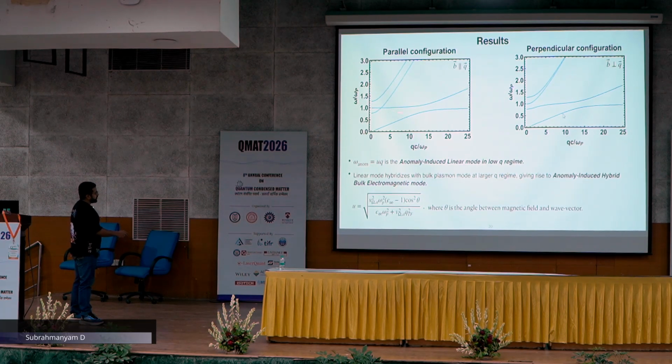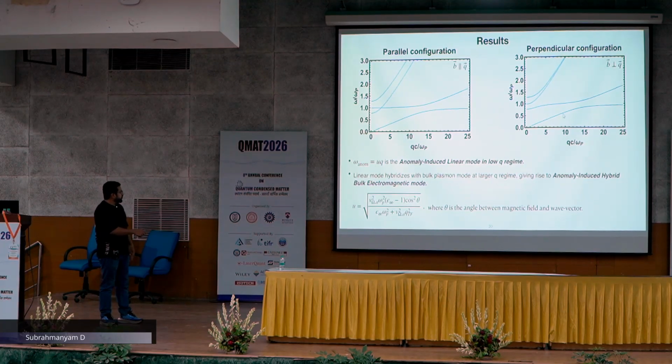So initially we had a bulk plasmon mode in both parallel and perpendicular configuration, where parallel and perpendicular configuration correspond to the Weyl node separation vector parallel to the propagation of the electromagnetic wave, or the Weyl node separation vector perpendicular to the propagation of the electromagnetic wave. These are the two configurations because the Weyl semimetal's electromagnetic mode is anisotropic.